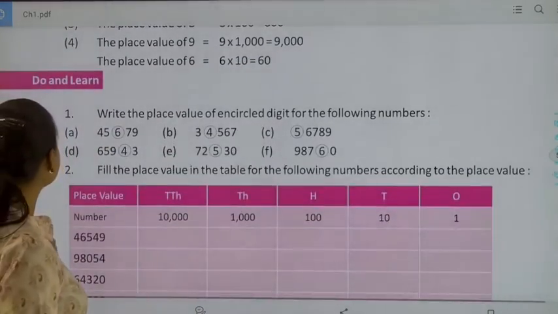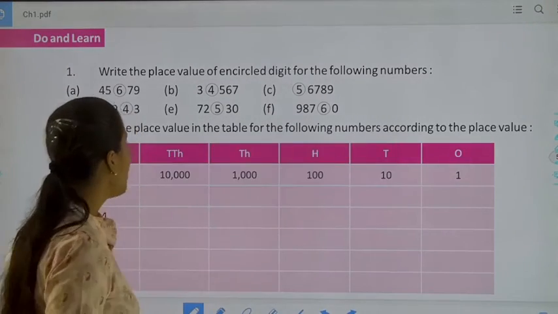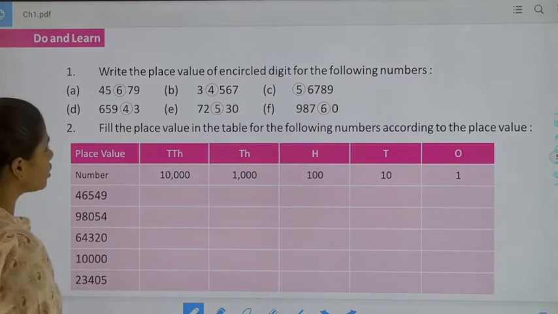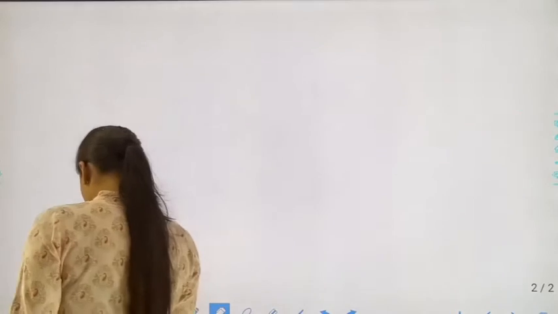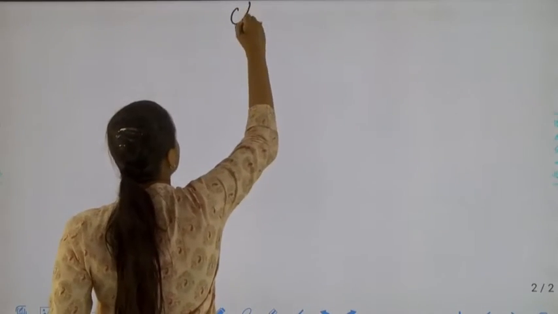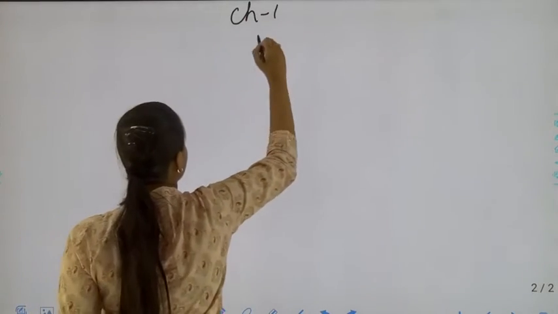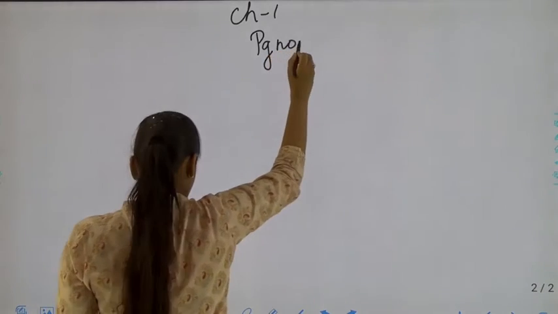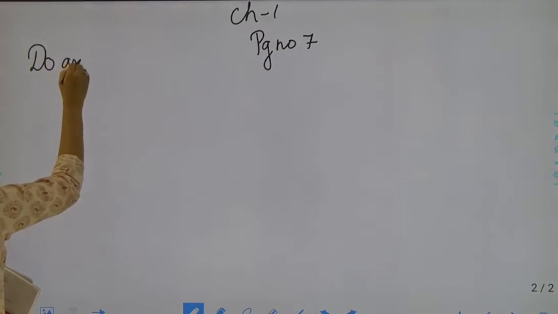Now move to the next, that is do and learn. So students, again we have to solve this, and we have to do this in your maths notebook. Let's start. First you have to write the chapter number 1. Now we have to write the page number 7, and you have to write do and learn.